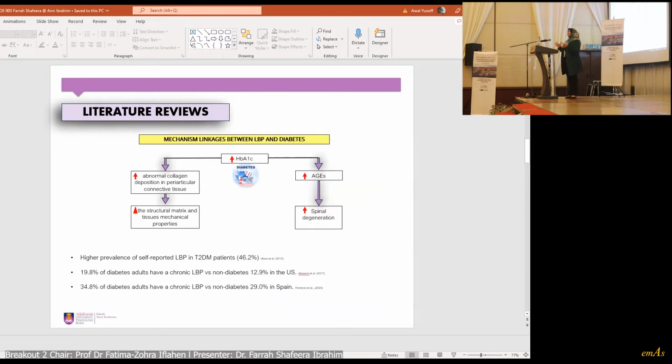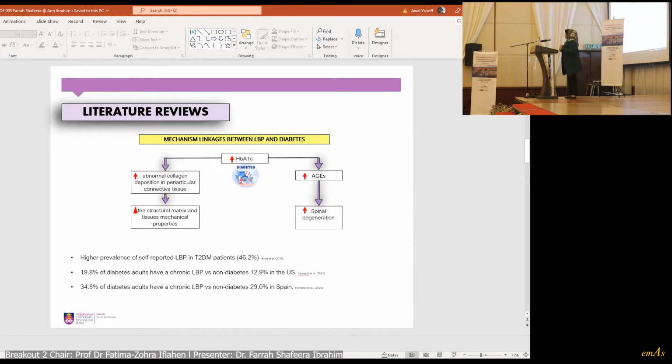What is the mechanism link between low back pain and diabetes? From the literature search, we found that when blood glucose levels increase, which we can detect via the HbA1c, there is an increased abnormality in the collagen deposition at the connective tissue. Thus, this will lead to changes of the structural matrix tissue and the mechanical properties.